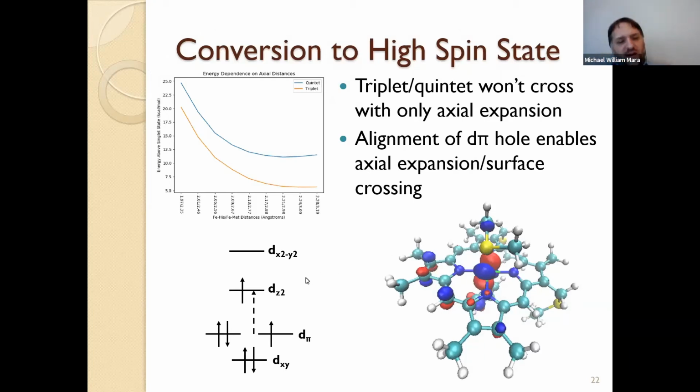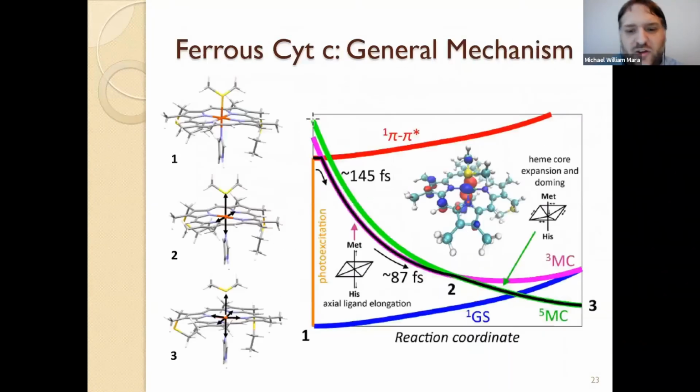However, what we find out in DFT is that initially, when we calculate this triplet state, this d pi hole is actually aligned along either the x or y coordinate, so basically along one of these iron-nitrogen porphyrin bonds. And the result of this is an asymmetric expansion of the iron porphyrin bond distance. It'll be small, but you'll have some expansion either along the x or y axis. And this actually lowers the energy of the quintet relative to the triplet enough such that they can cross.